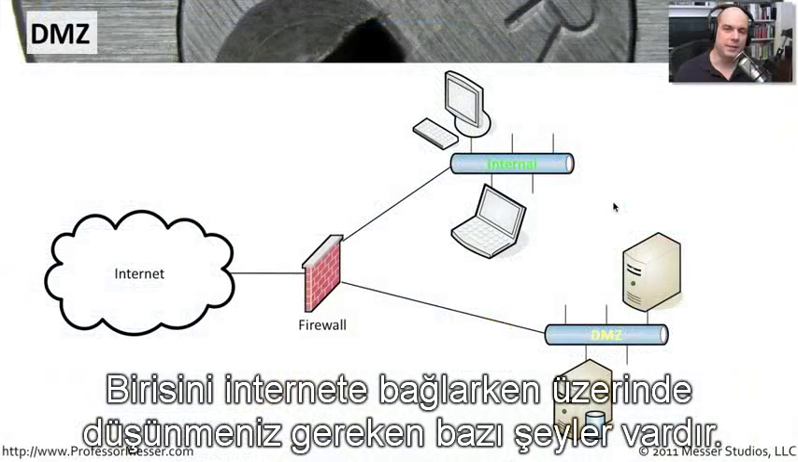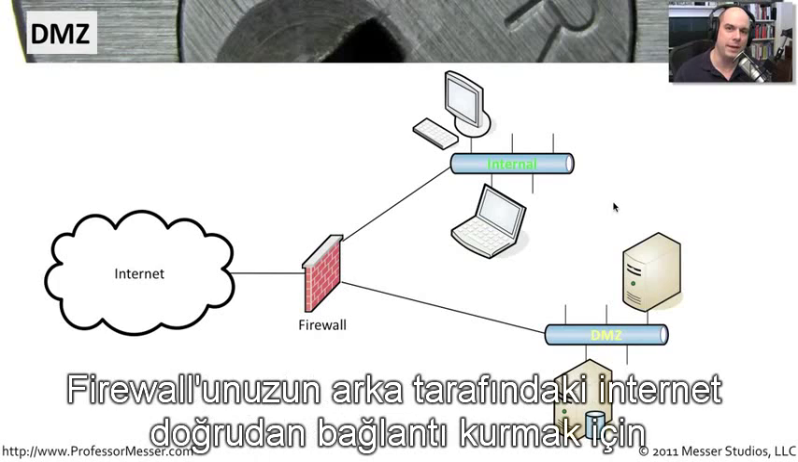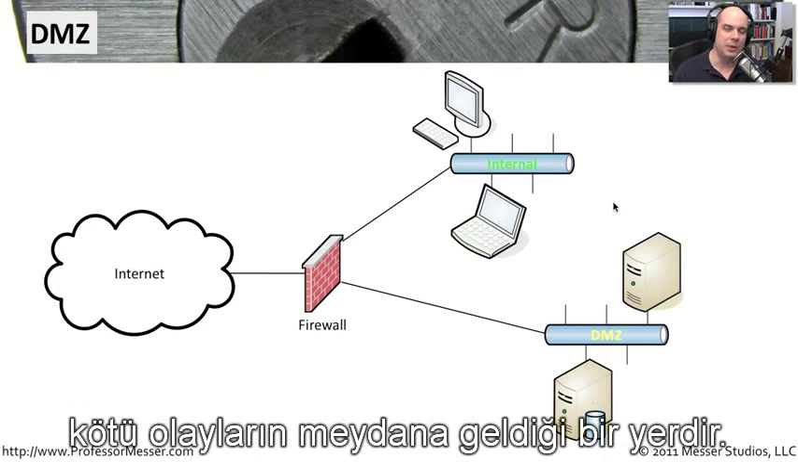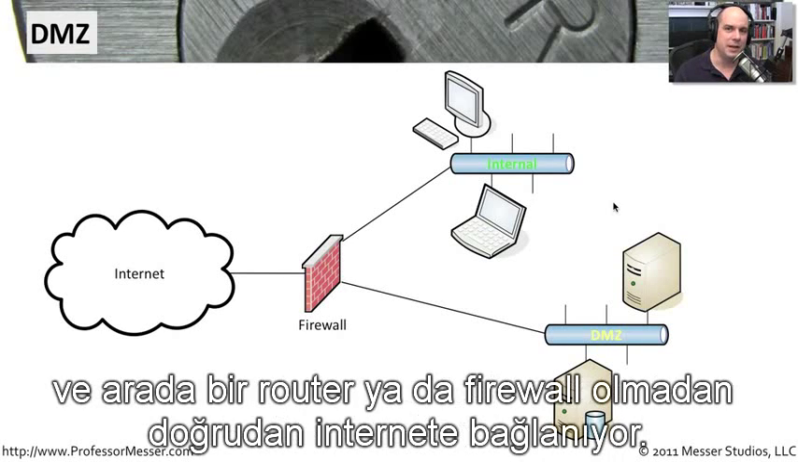Connecting someone to the internet is something you really have to think about before you go through the process. You don't want to connect someone directly to the internet. There's way too many bad things going on the other side of your firewall to consider plugging directly in. Unfortunately, a lot of people who have cable modems or DSL connections do sometimes connect directly to those links without any type of router or security device in the middle.